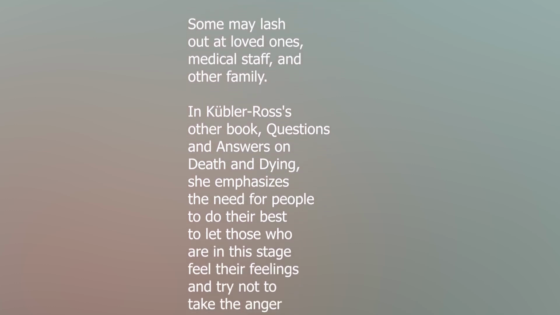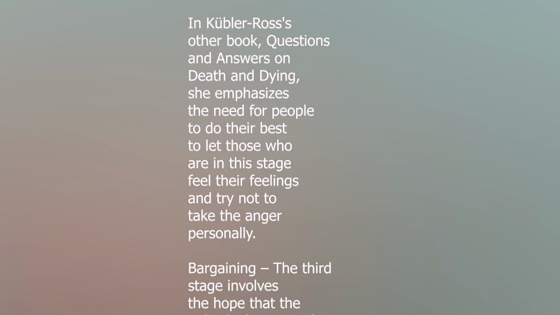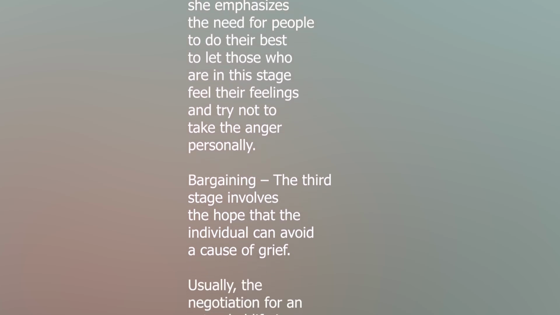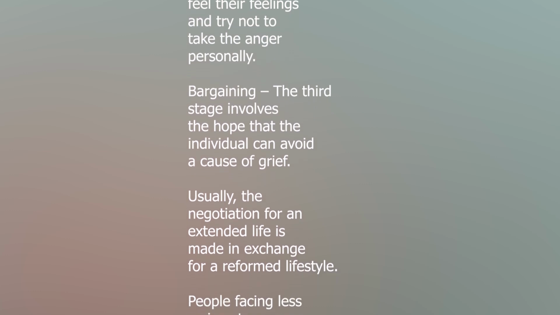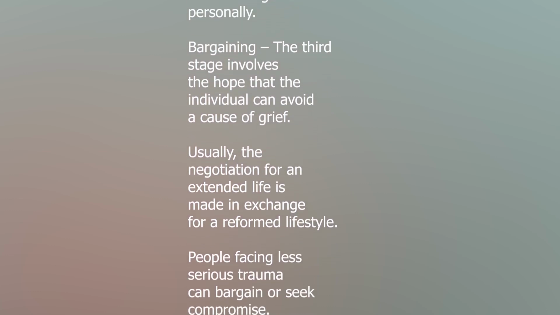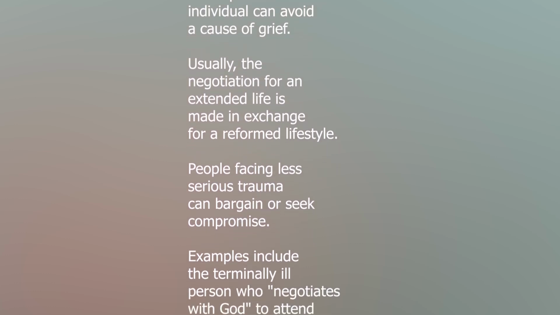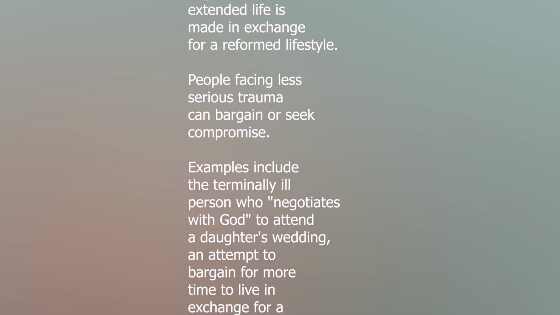Bargaining. The third stage involves the hope that the individual can avoid a cause of grief. Usually, the negotiation for an extended life is made in exchange for a reformed lifestyle. People facing less serious trauma can bargain or seek compromise. Examples include the terminally ill person who negotiates with God to attend a daughter's wedding, an attempt to bargain for more time to live in exchange for a reformed lifestyle, or a phrase such as, "If I could trade their life for mine."